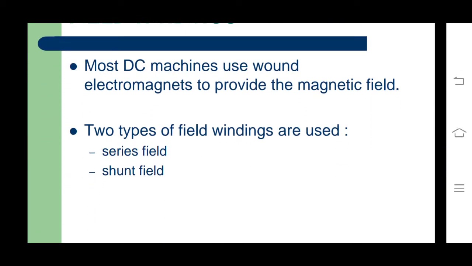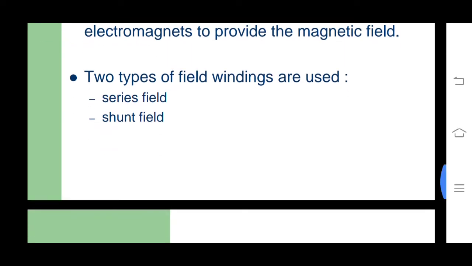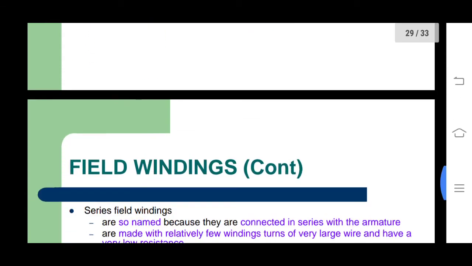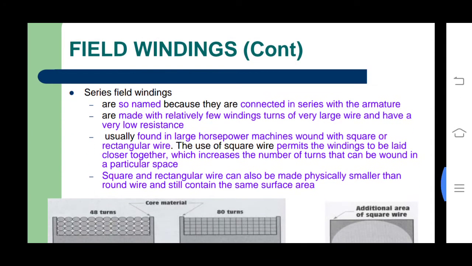Field winding. Most DC machines use wound electromagnets to provide the magnetic field. Two types of field windings are used: series field and shunt field. Field windings.